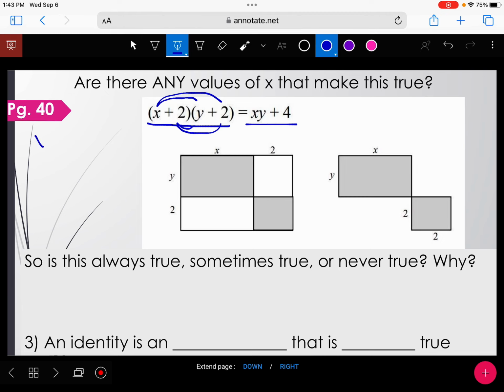If we have x times y plus 2y plus 2x plus 4. We want to know when that equals xy plus 4. You guys have more space than I do. Does that help a little? Because what can we do?